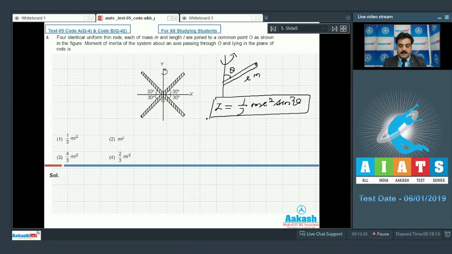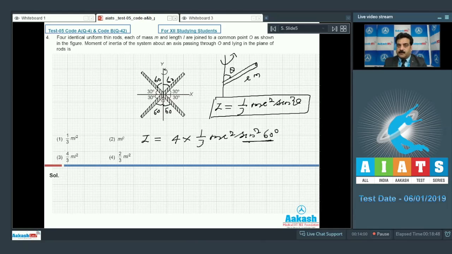If I use this concept, we can say this angle is 60, this is 60, because 30 is given. So this is a symmetrical diagram. For the total moment of inertia, we write 4 times the moment of inertia of any one rod: 1/3 m L square sin square theta, with theta 60. When you place the value, sin 60 is root 3 by 2.